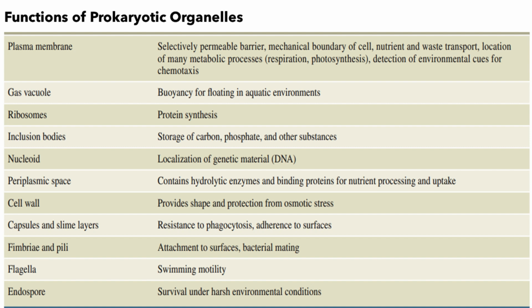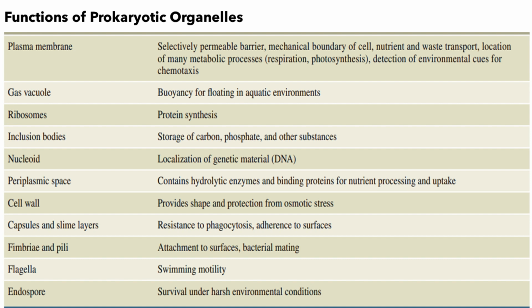Plasma membrane: selectively permeable barrier, mechanical boundary of cell, nutrient and waste transport, location of many metabolic processes like respiration and photosynthesis, detection of environmental cues for chemotaxis. Gas vacuoles: necessary for buoyancy for floating in aquatic environments. Ribosomes: for protein synthesis. Inclusion body: for storage of carbon, phosphate and other substances. Nucleoid: for localization of genetic material like DNA.